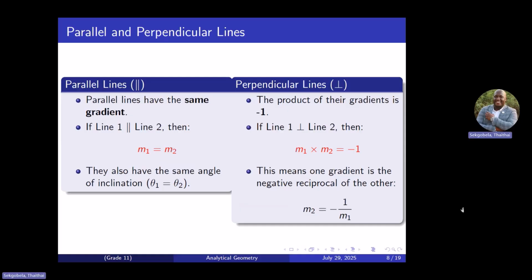And then for perpendicular lines, we're saying the product of their gradients is always equal to -1. If line 1 is perpendicular to line 2, then the gradient M1 times the gradient M2 will be equal to -1. This means one gradient is the negative reciprocal of the other one. By just using that, you take one to the other side. You can either take M1 or M2, that's what it means.